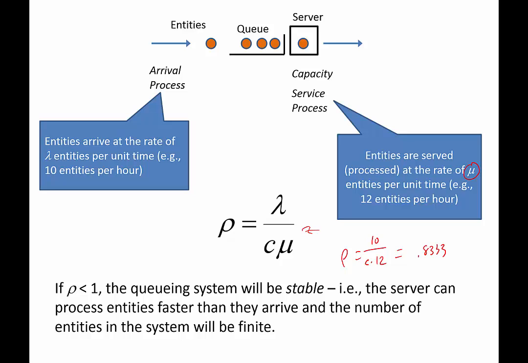So we see that without much information at all about the arrival or service process, all we really know is the rate, we can compute the utilization.